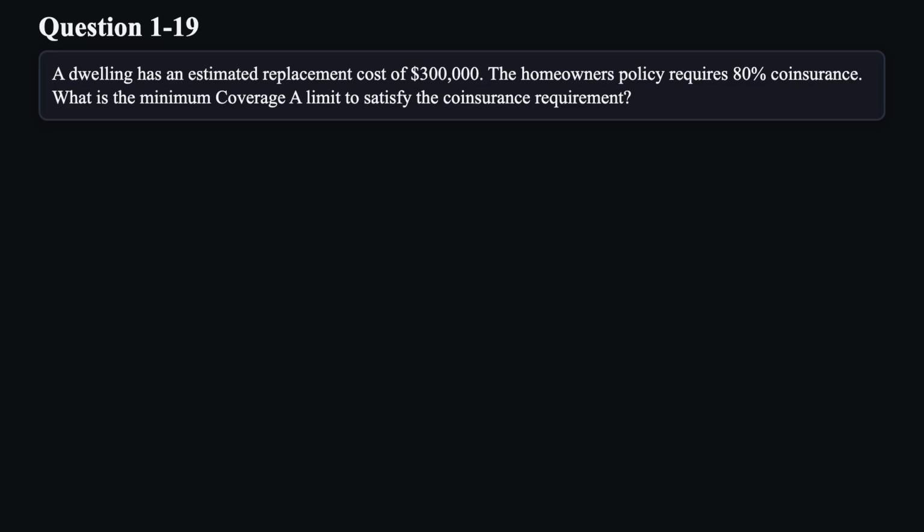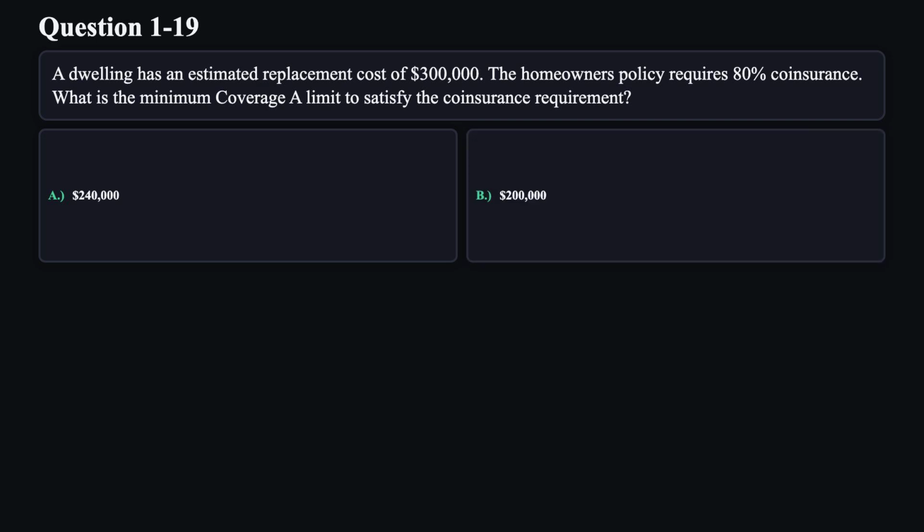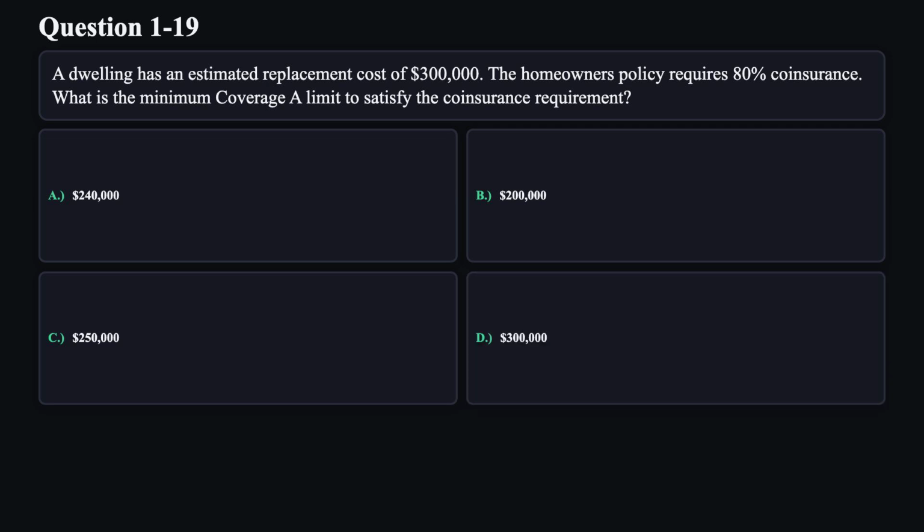Question 19. A dwelling has an estimated replacement cost of $300,000. The homeowner's policy requires 80% coinsurance. What is the minimum coverage A limit to satisfy the coinsurance requirement? A. $240,000. B. $200,000. C. $250,000. D. $300,000.